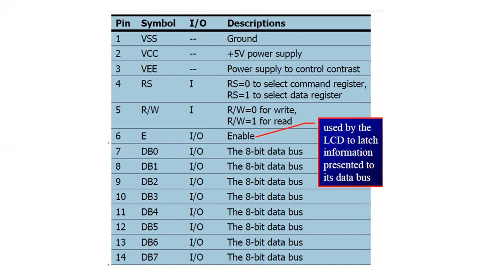And pin number 7 to pin number 14, DB0 to DB7. These pins are used for the data. That means the data bus. This will be connected from the microcontroller to the LCD.